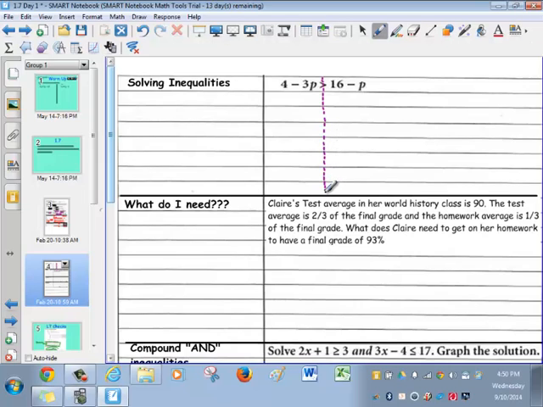But here's the thing you want to remember. If you ever multiply or divide both sides of this inequality by a negative number, you gotta change this sign. You gotta do that, okay? So let's start solving this inequality.